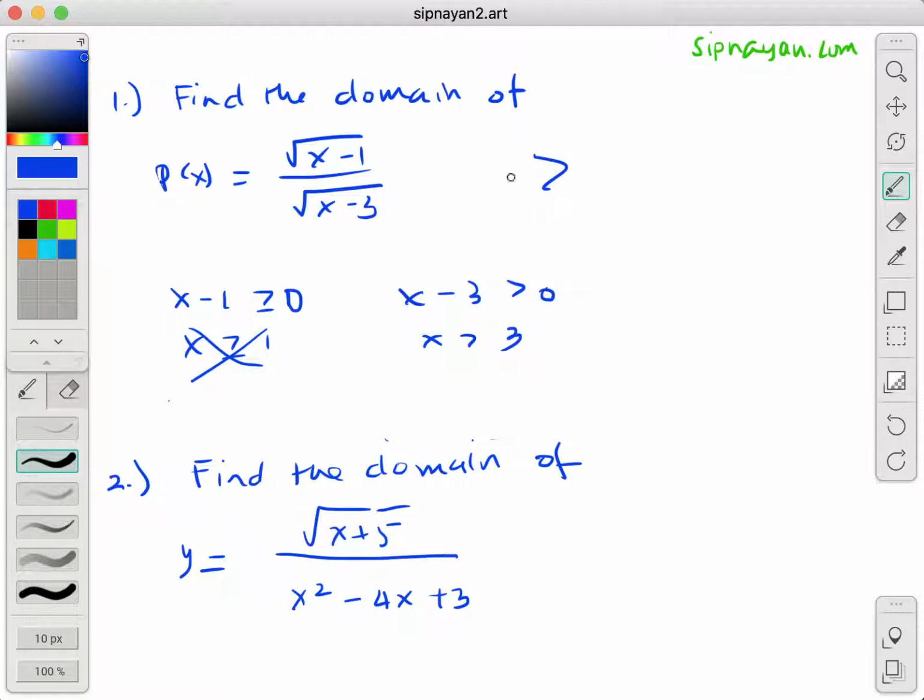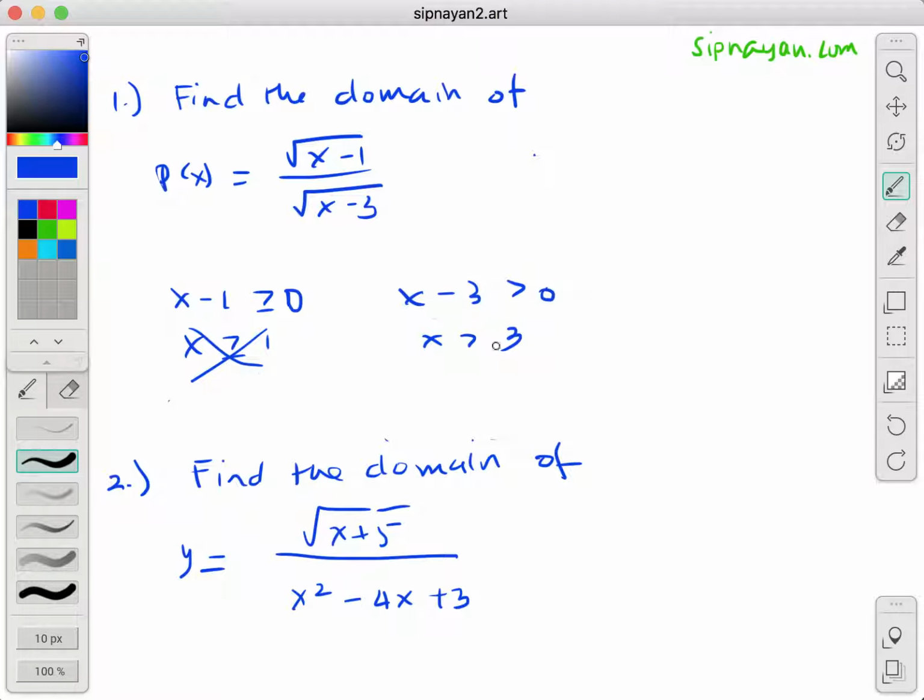Actually, pag may x is greater than a, tsaka x is greater than b, no? Usually, yung kung alin yung mas malaki. But again, depende yan sa situation. We have to check also dun sa given. But here, chinek natin, hindi pwedeng yung 1.